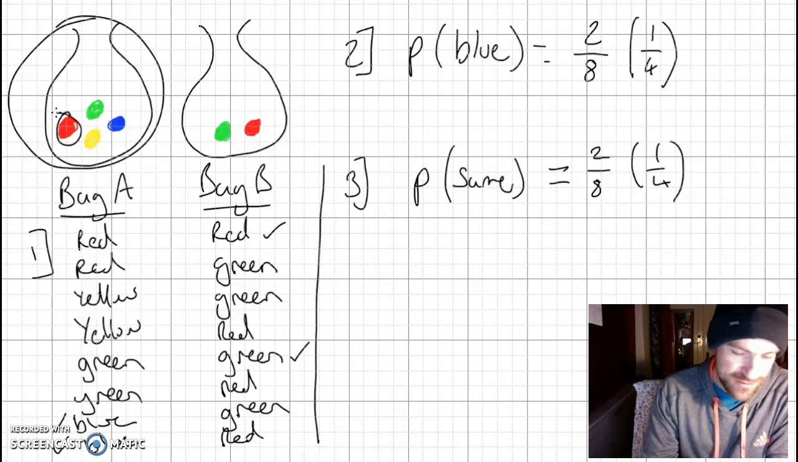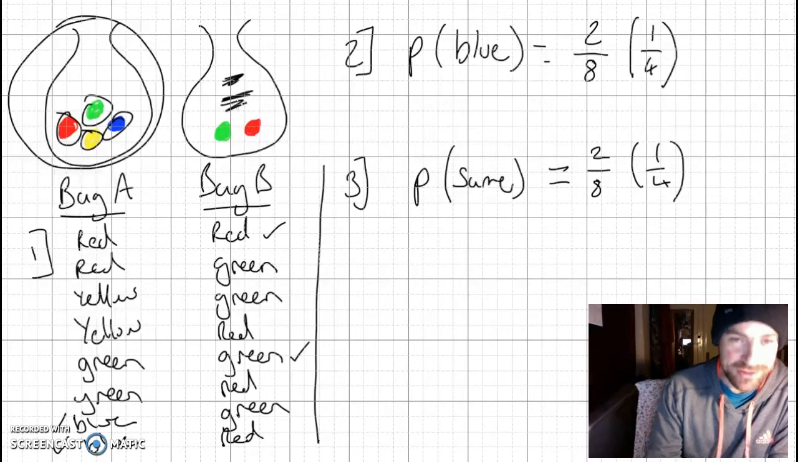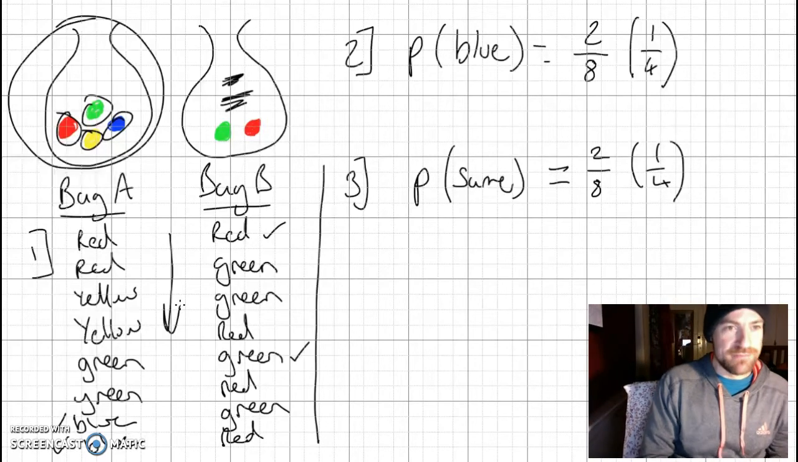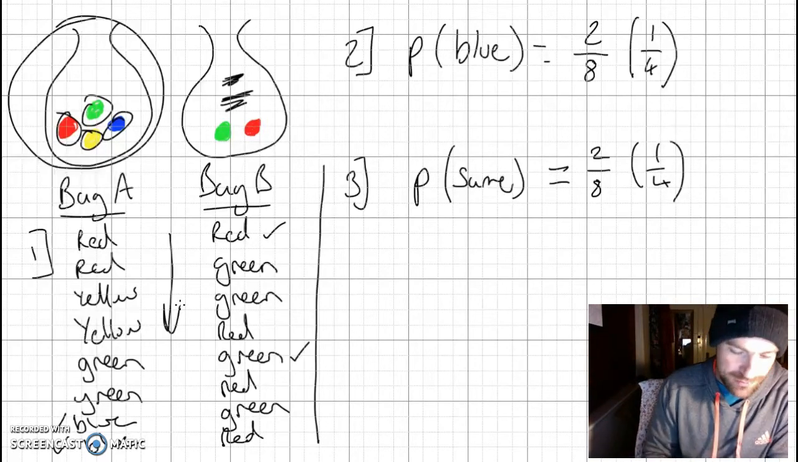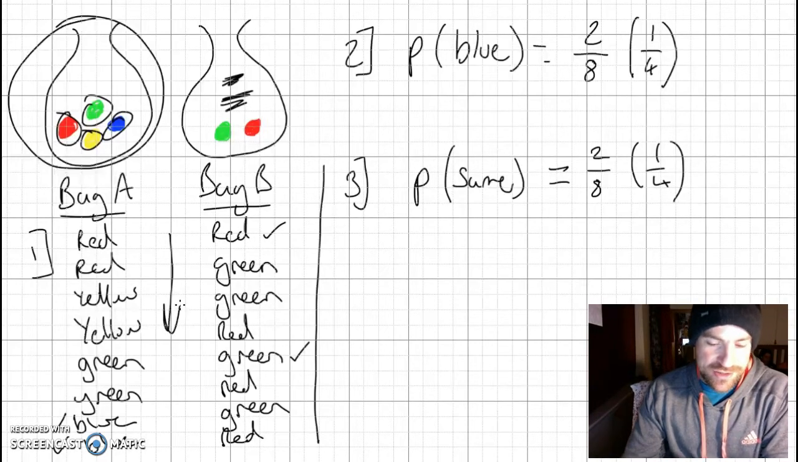Started on red. What can we do in bag B? Yellow. What can we do in bag B? Green. What can we do in bag B? Blue. What can we do in bag B? So that's how I kept my list ordered. I went down from red downwards in bag A and then put all the combinations you could get from bag B.